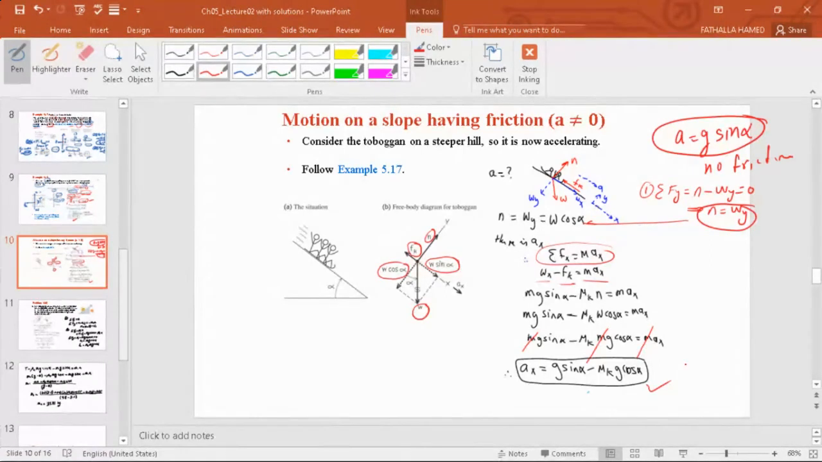So your acceleration now, when there is friction, is less by this factor here. That's what we did in the last lecture when we did not consider friction. Now, if you consider friction, you will find your acceleration is less. Is this clear? Any question on this one?